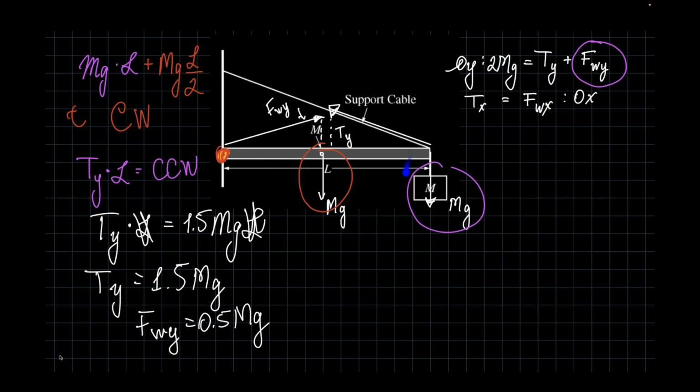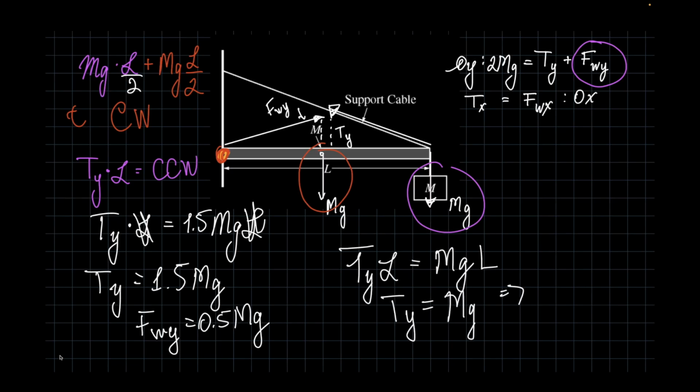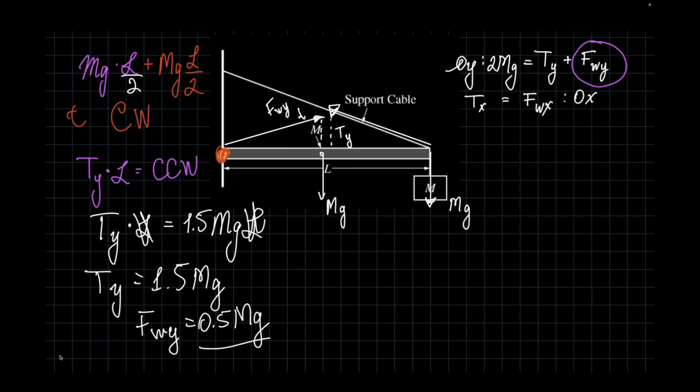So look, let's move this weight to the center and keep the cable where it is. What is that going to change? This becomes just mgL. So then TyL is going to be just mgL. So then Ty is just going to be mg. So then the force from the wall is going to be a whole mg. That's actually bigger.